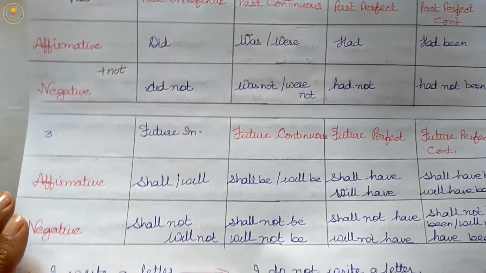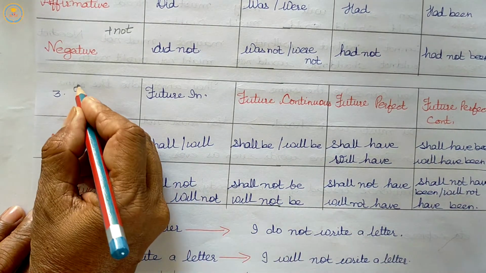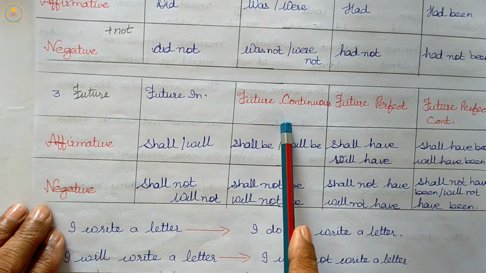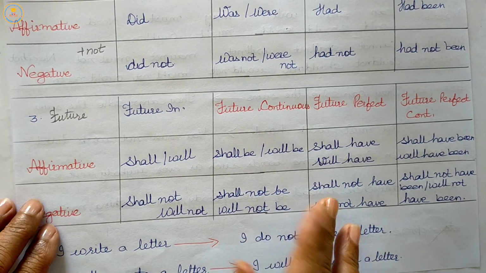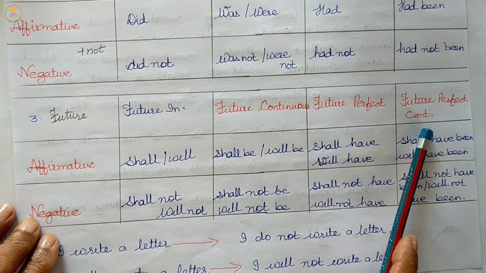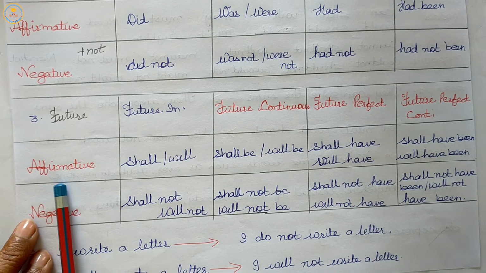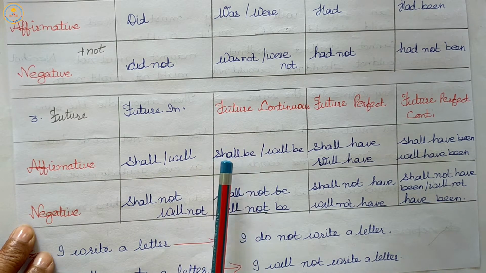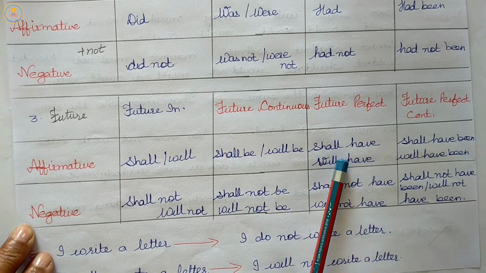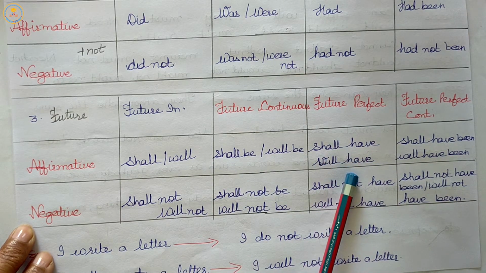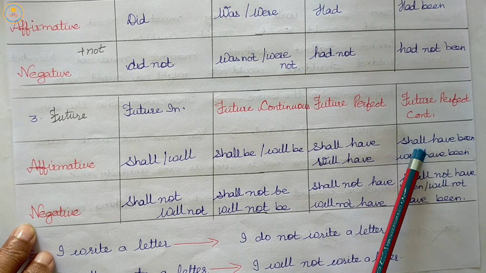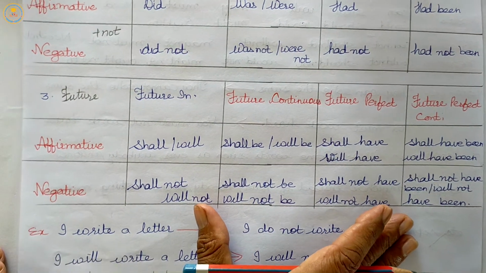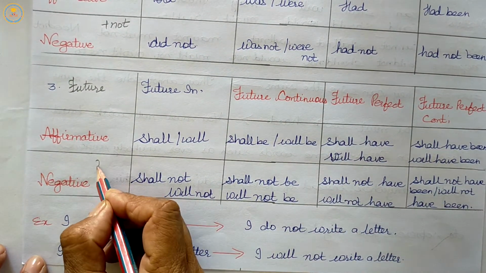Similarly, move to future tense. In future, first future indefinite, then future continuous, then future perfect, then future perfect continuous. First affirmative sentence, future indefinite, shall or will, continuous shall be, will be, future perfect shall have, will have, future perfect continuous shall have been, will have been. And while converting affirmative to negative, we will add not here.